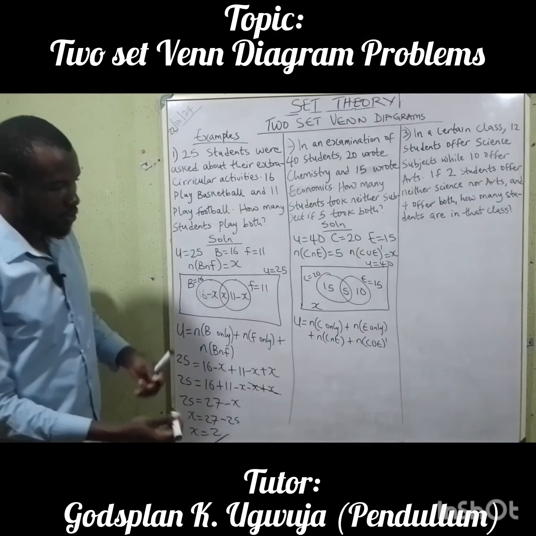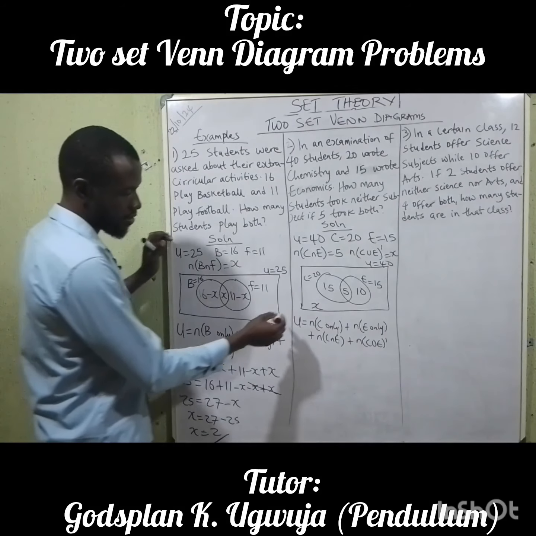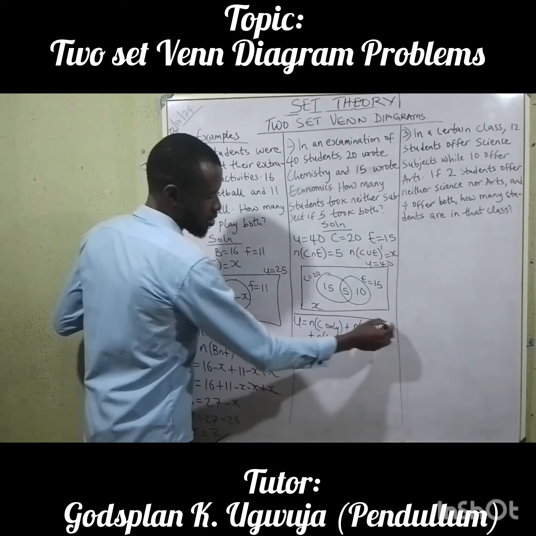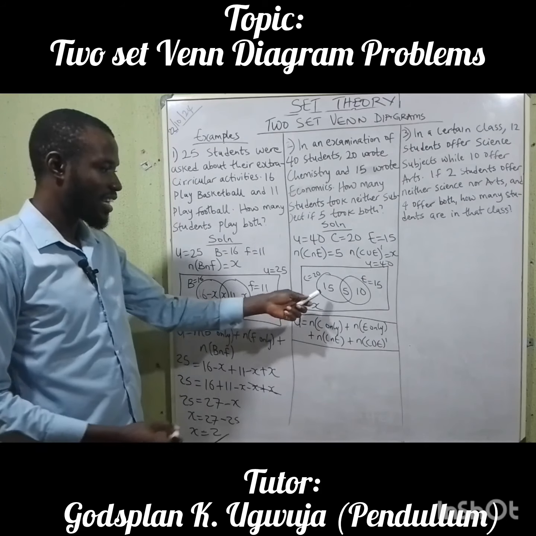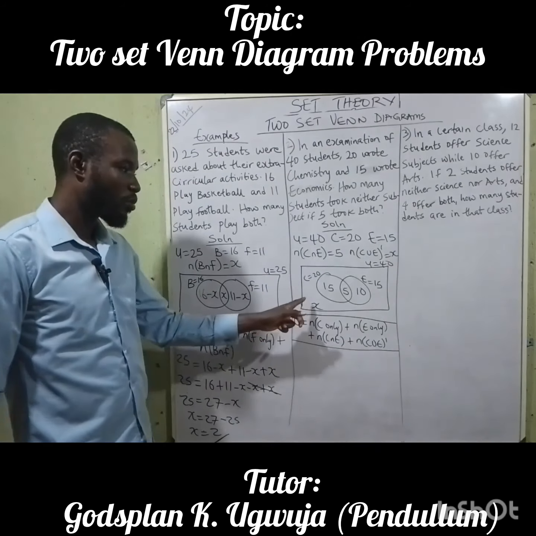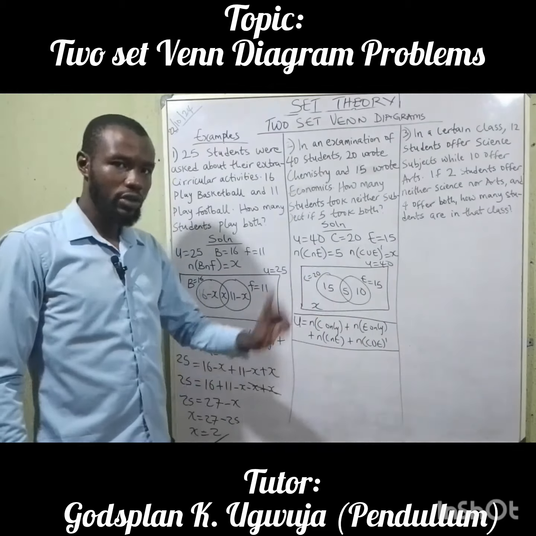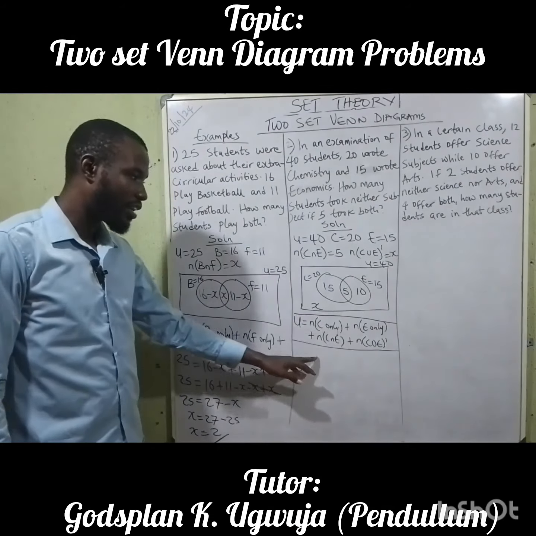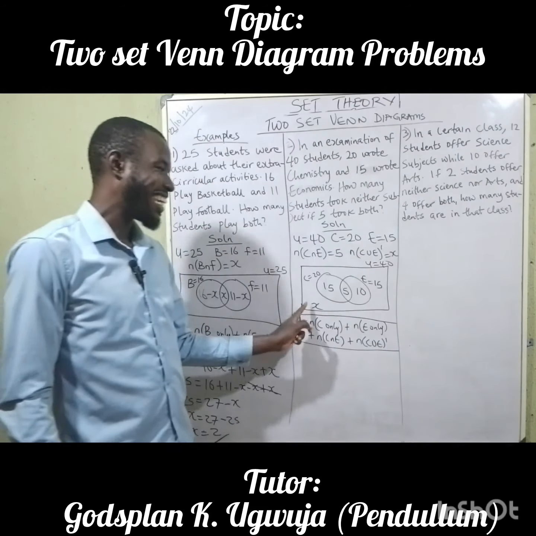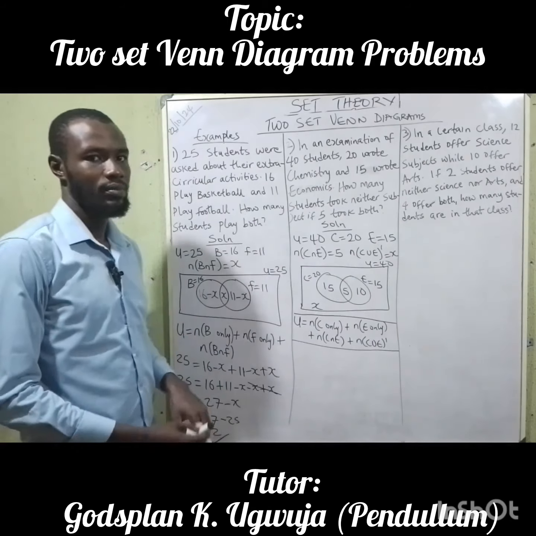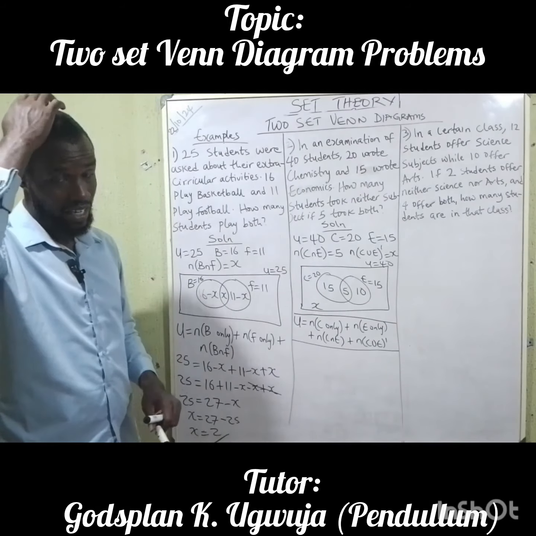So you can copy this down somewhere. Number of elements in the first set only plus number of elements in the second set only plus number of elements in their intersection plus number of elements in neither of them. Alright, if you want to write it down like that.